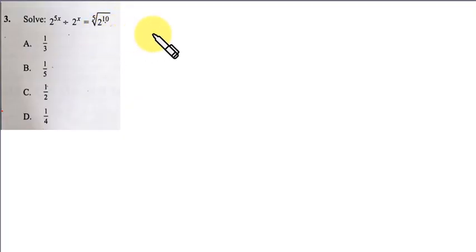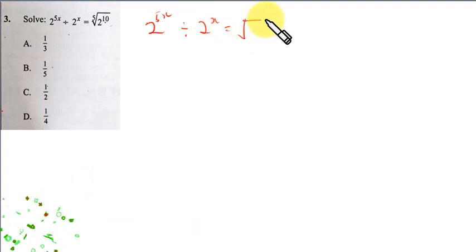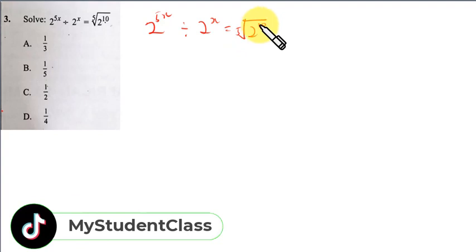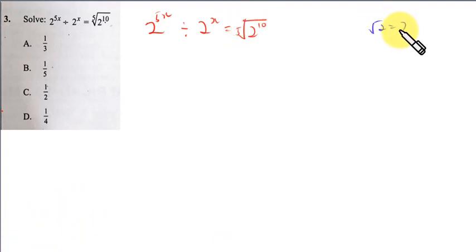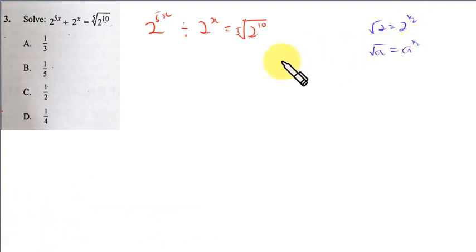So this is how we solve this. There is indices. So let's put down the question: 2 raised to the power 5x divided by 2 raised to the power x equals the fifth root of 2 raised to the power 10. The root of 2 is the same as 2 raised to the power half. The root of a is the same as a raised to the power half. So that is what we do.